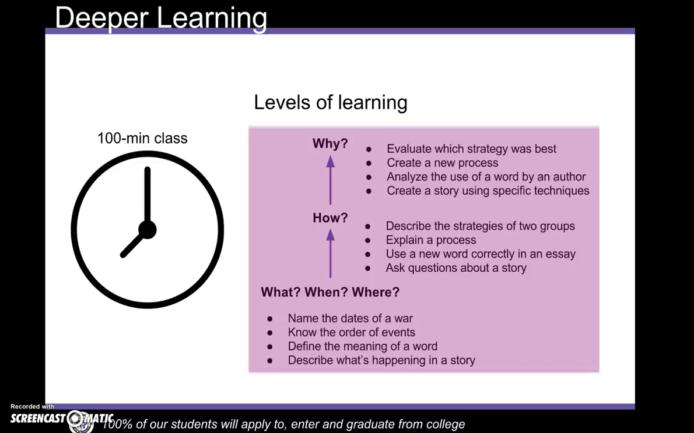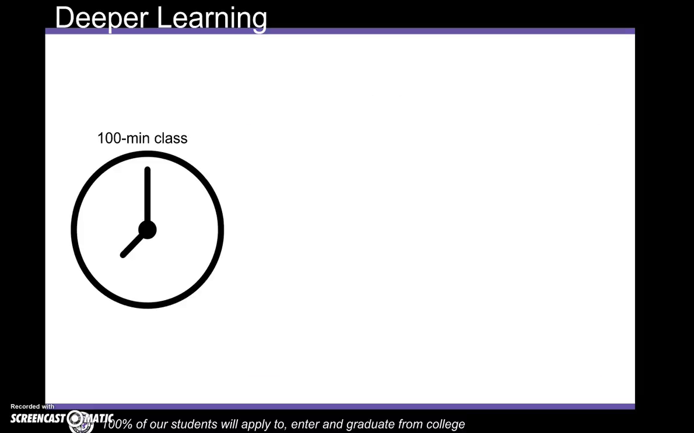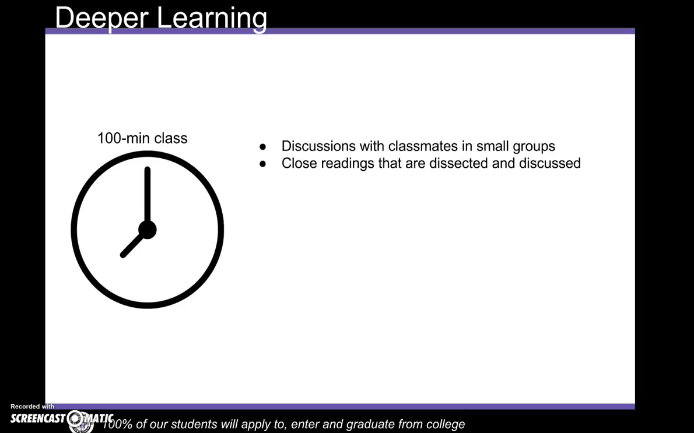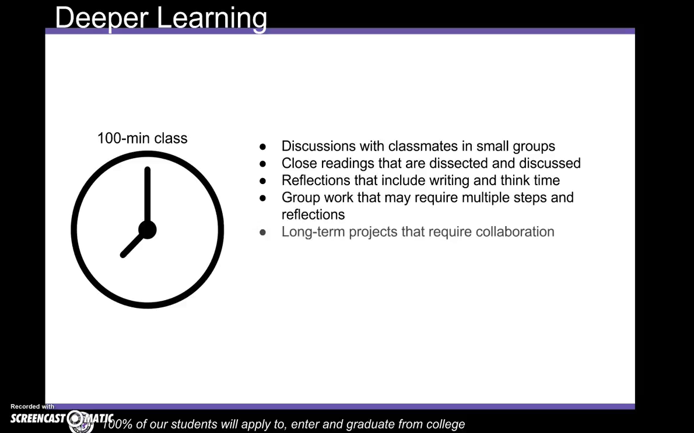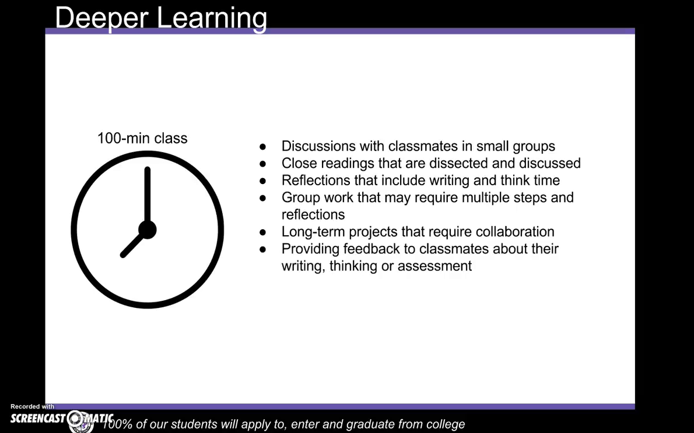So what might this actually look like in a 100-minute class? Well, we're trying to figure that out. Typically, you may have discussions with classmates in small groups. You may have time to do close readings that are dissected and discussed. You may have reflections that include writing and think time, or group work that may require multiple steps and reflections. Some teachers may be able to do long-term projects that require collaboration, or time to provide feedback to classmates about their writing, thinking, or assessment.